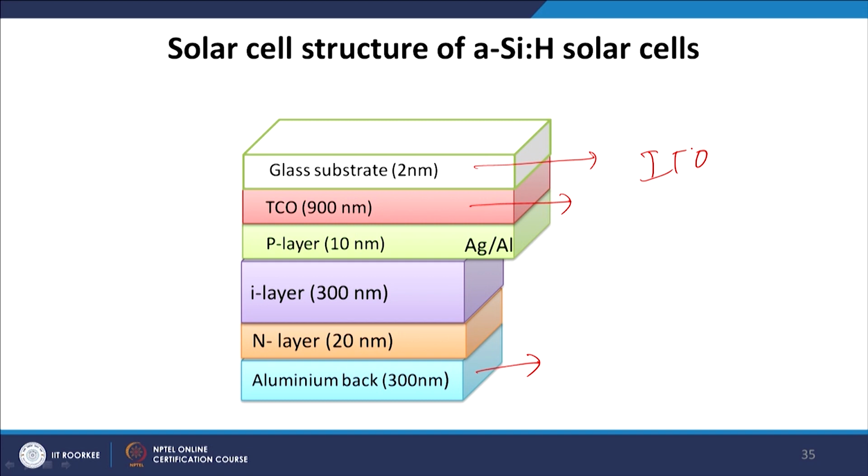In between them there is a PIN geometry. One is the p type layer, which is AgAl, silver or aluminum, somewhere around 10 nanometer, and then as an n type layer we use like 20 nanometer thickness. In between is the active layer where the electron hole pairs get generated, that is the I layer, which has a thickness of 300 nanometer. So, this is the basic diagram of an amorphous silicon solar cell.